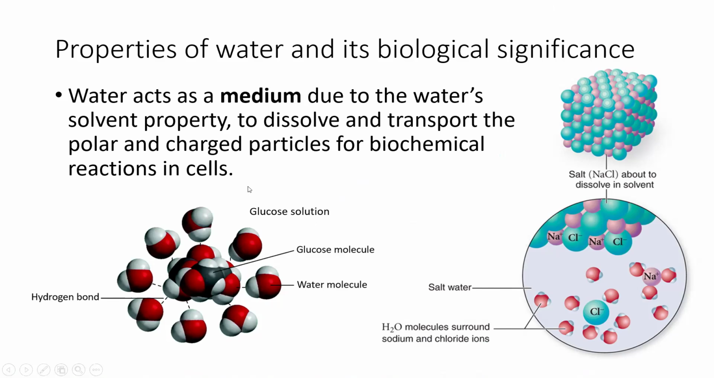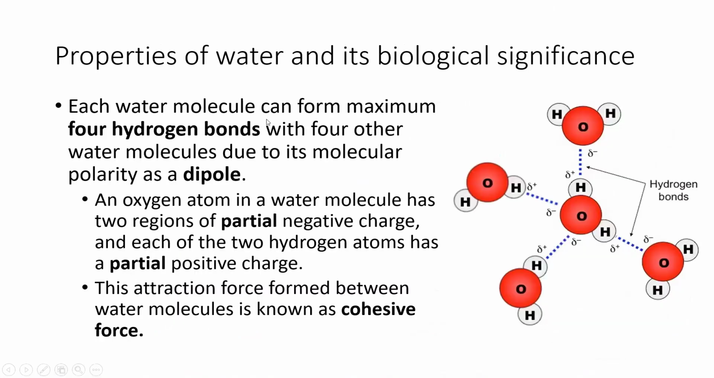Due to the polarity, water acts as a good medium to dissolve and transport polar and charged particles, which are ions, for biochemical reactions in the cell. Each water molecule can form a maximum of 4 hydrogen bonds with 4 other water molecules. Again, it is due to its molecular polarity as a dipole.